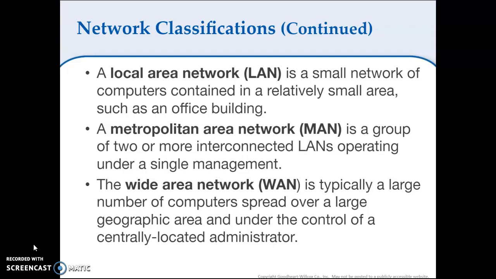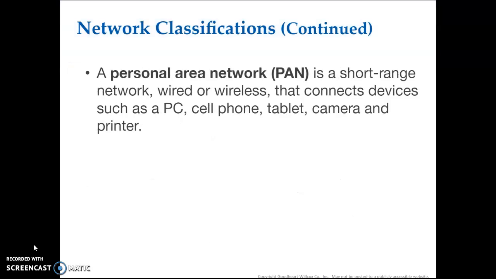And you can also make an argument that being connected to the school network as a whole is a local area network as well. A metropolitan area network, or a MAN, is a group of two or more interconnected LANs operating under a single management. So it's an expanded LAN. A LAN is smaller, a MAN is a little bit bigger, and then even bigger than a MAN is a WAN. A wide area network is typically a large number of computers spread over a large geographical area and under the control of a centrally located administrator. So for example, if we were looking for our internet services and we are connected to a WAN, our internet services might be provided to us from the city of Chicago. That would be an example of a wide area network.